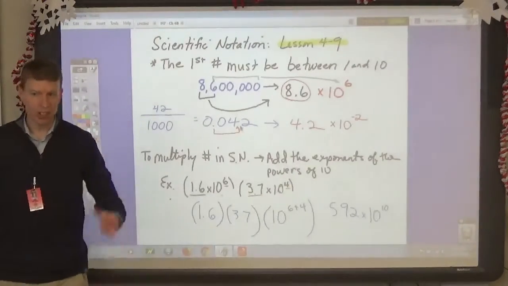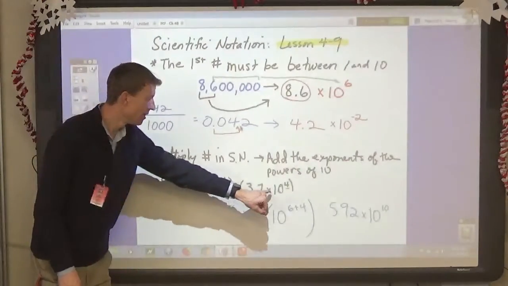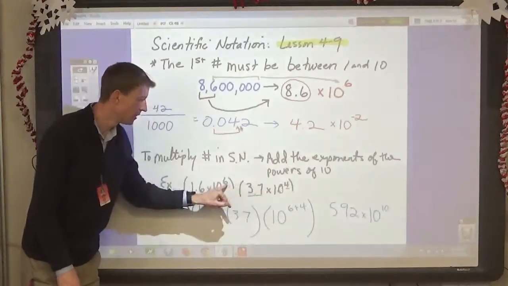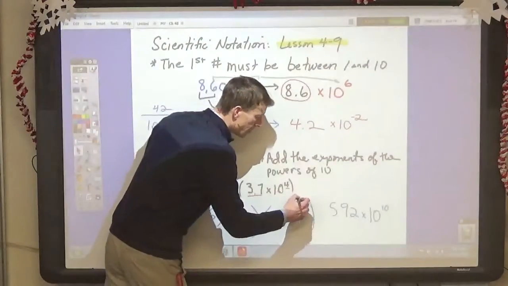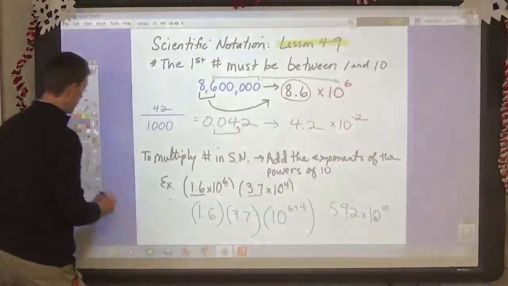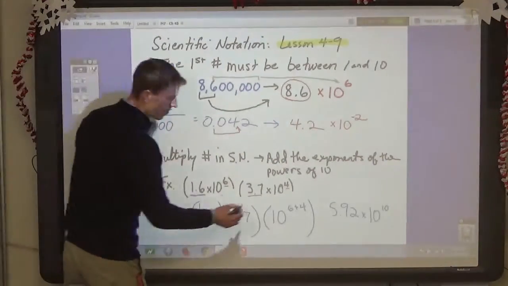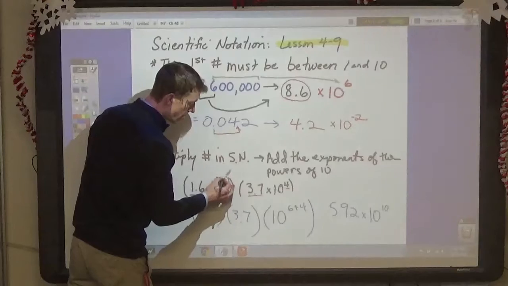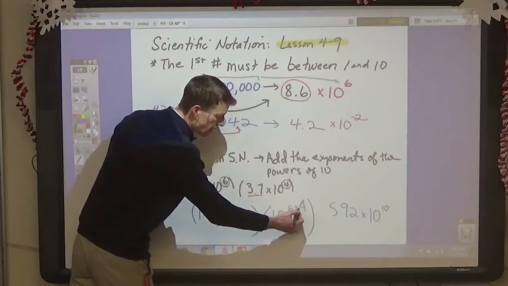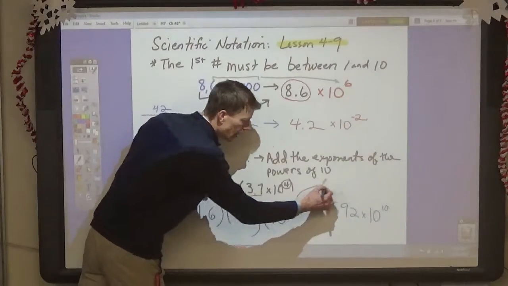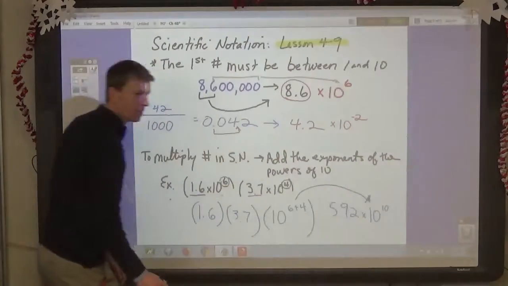Olivia? You just add the exponents. This is 10 to the 6 plus 4. So you end up with 10 to the 10th. See, here's the 6, here's the 4. So this is 10 to the 6 plus 4. What's 10 to the 6 plus 4, Matt?